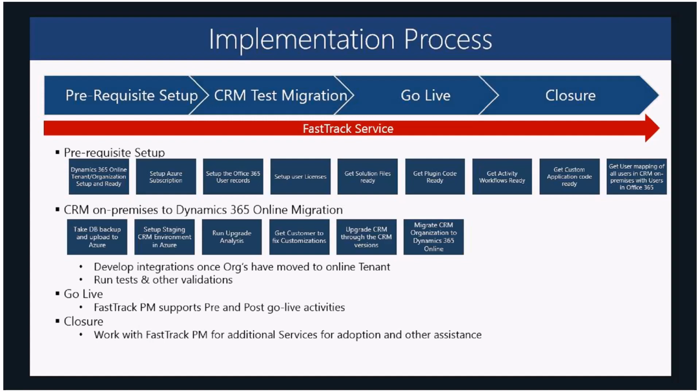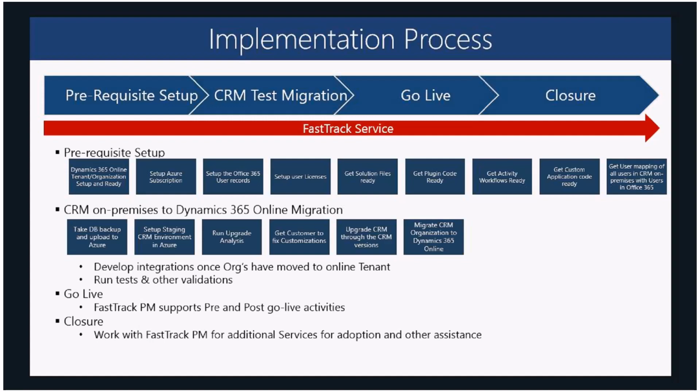Once the validation check is finished, then that DB is upgraded from 2011 to 13 to 15 and then to 16 finally. And once it is upgraded to 2016, that is what we call the upgraded DB version that is ready to move to CRM Online.